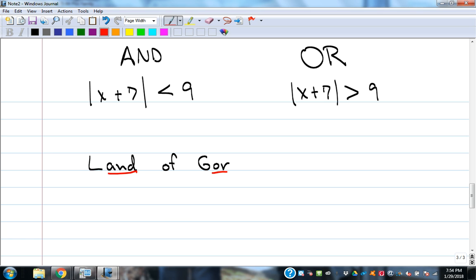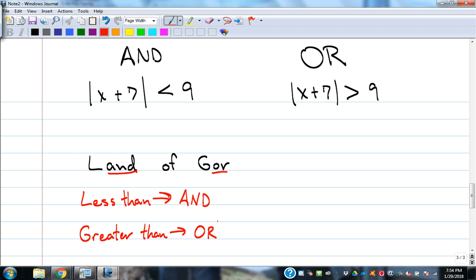But it's the land of Gore. That saying, less thans are ands, greater thans are ors. That's what you got to remember. If it's a less than symbol, less than or equal to, or just plain less than, it's an and problem. If it's a greater than symbol, it's an or problem. Land of Gore. Less than, that's an and problem. Greater than, it's an or problem. Okay.